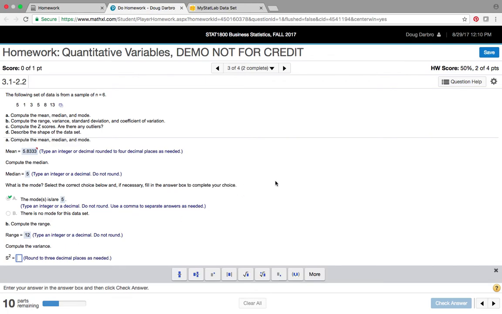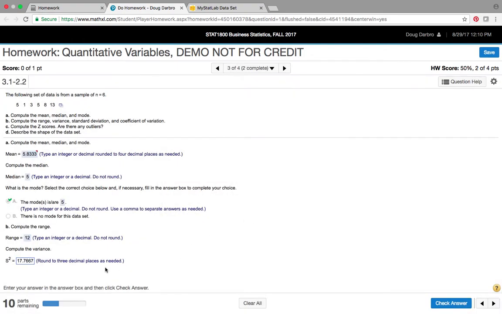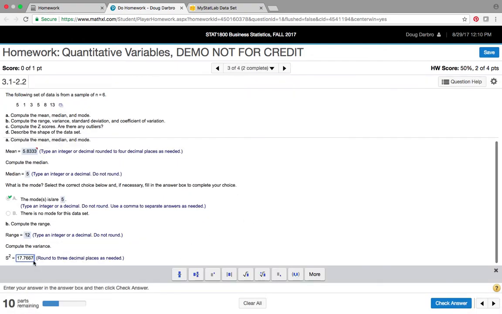S squared is the variance, so it's 17.7667. Rounded to 3 places. Wow. All right.